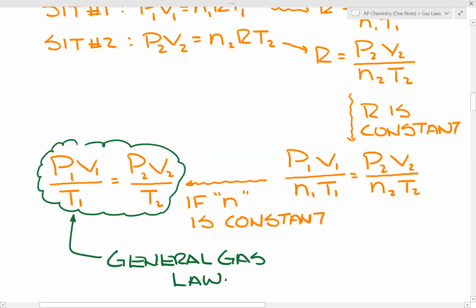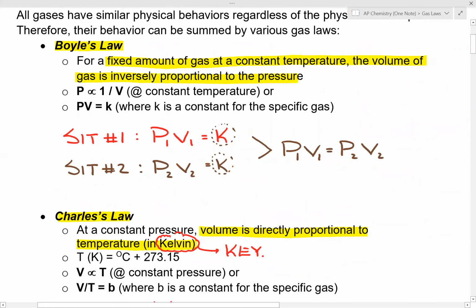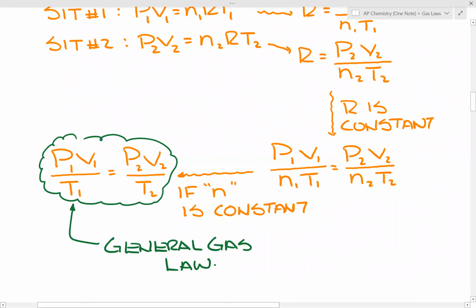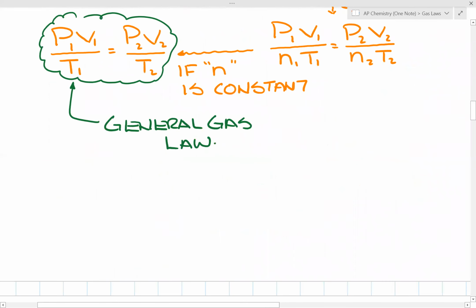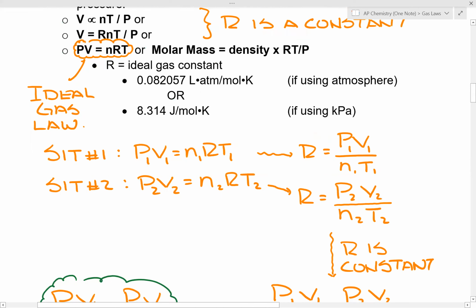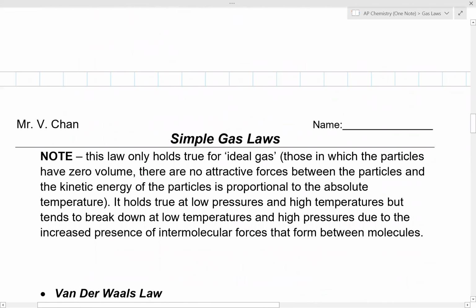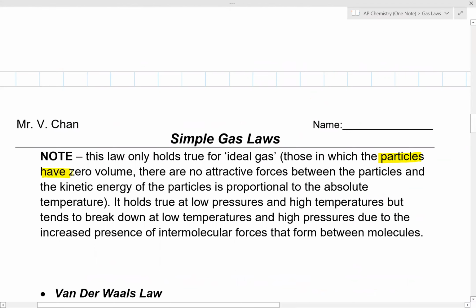It is basically a combination of Boyle's, Charles's, and Avogadro's all combined into one. Now, this ideal gas law that we have up here, PV is equal to nRT, only occurs for ideal gases. Now, what is an ideal gas? Basically, the particles have zero volume, there are no attractive forces between the particles, and the kinetic energy of the particles is proportional to the absolute temperature.